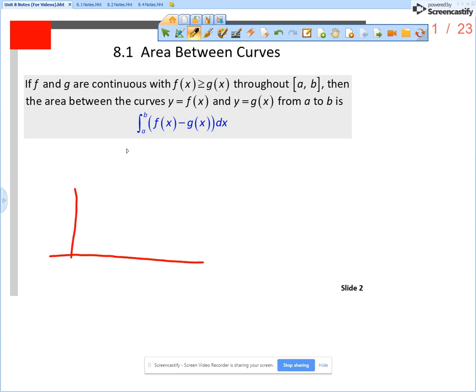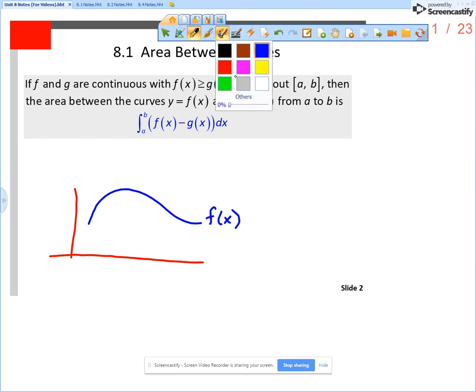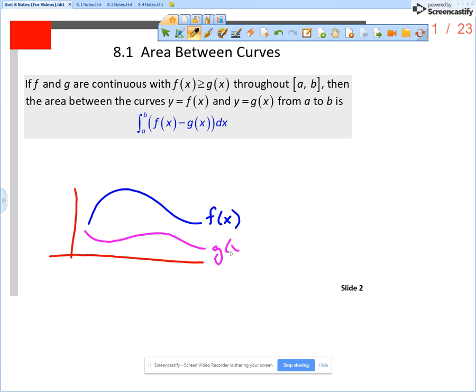All right, so let's say that I have two functions. I'll say f is this graph here, so let's say f of x, and let's say g is this graph here, here's g of x. Now, if we think about this integral, you could say this is just the integral from a to b of f of x dx minus the integral from a to b of g of x dx, right?